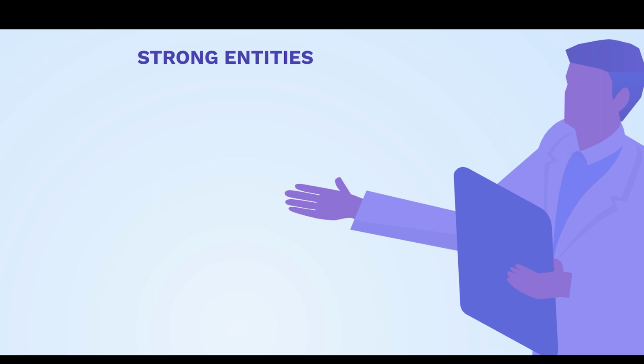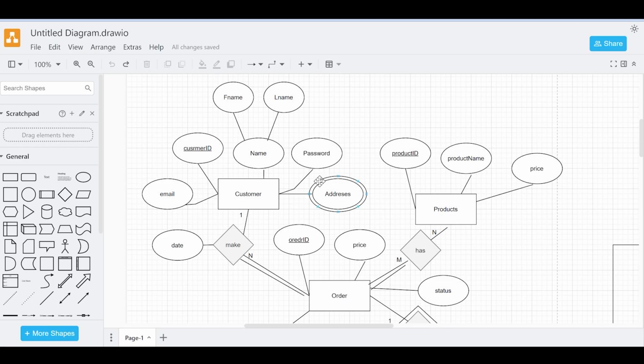The first rule is we map strong entities, and strong entities are any entity that does not depend on another entity, or in other words, any entity that is not a weak entity. So we have three strong entities: customer entity, order entity, and products entity. We will map all of them, and regarding the addresses multi-valued attribute, we will not map it because it has a separate rule. We will discuss it later.